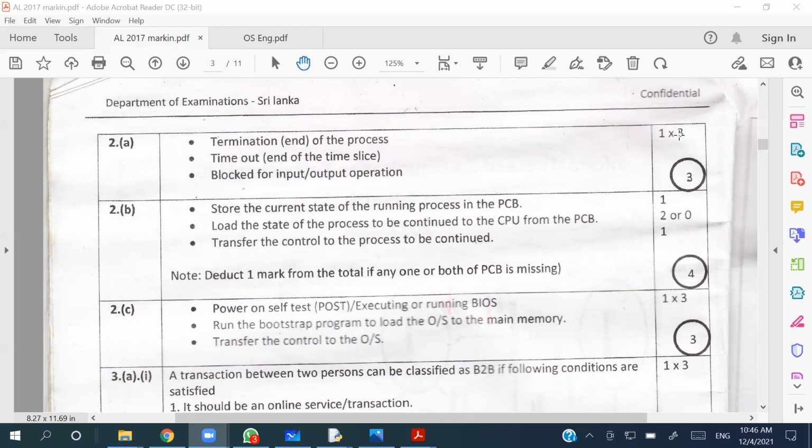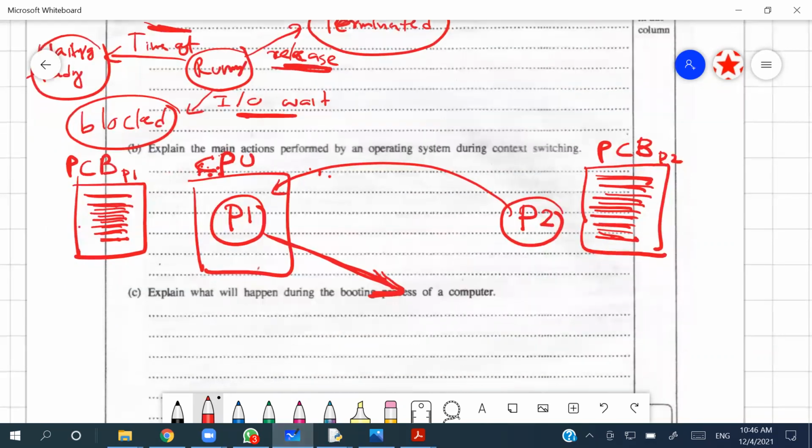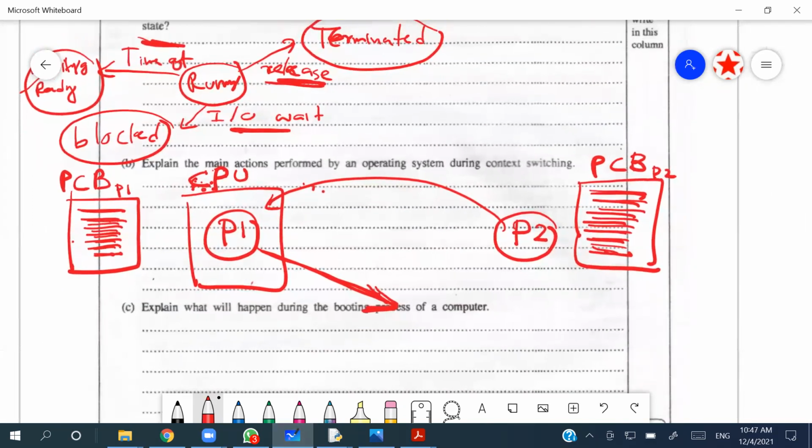All right, the C part. Sir, there's a small issue, sir. Oh, Dila said, sir. Simple marking scheme, sir.